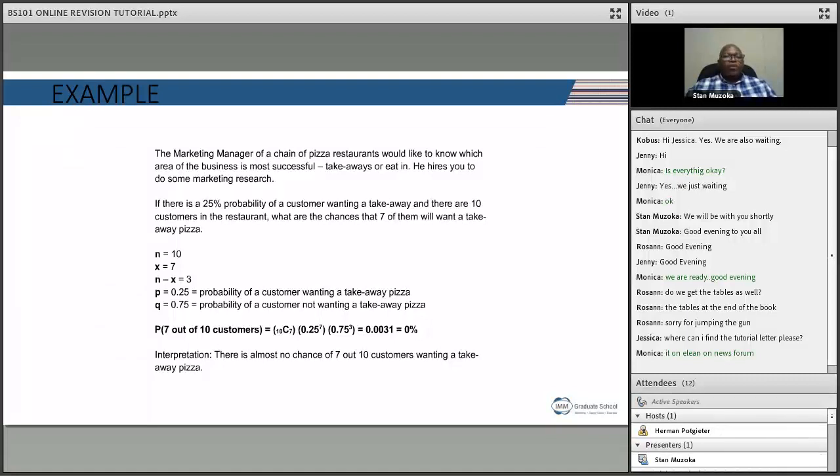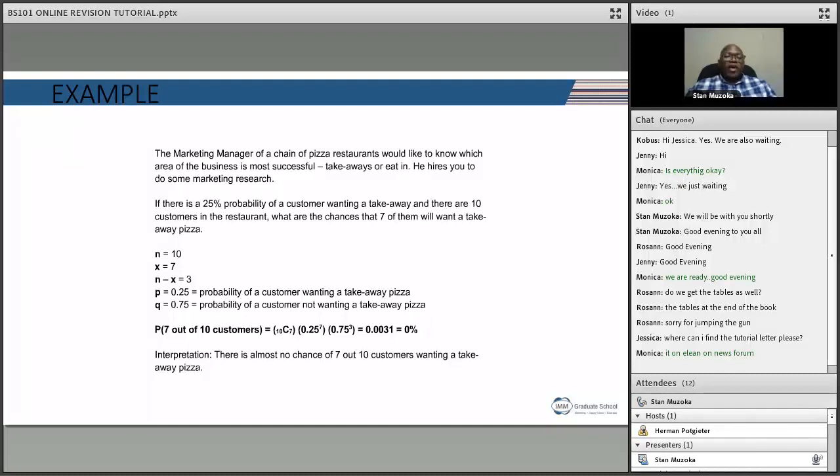What is the random variable under study? Wanting a takeaway pizza. That is the random variable under study. And it does say to us there is a 25% chance that you may do that. So that is the probability of success. That is P. P is 25%, and 25% is 0.25.